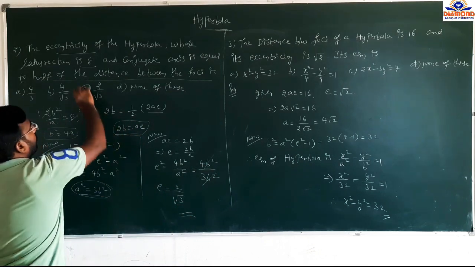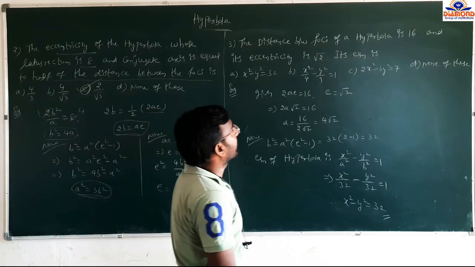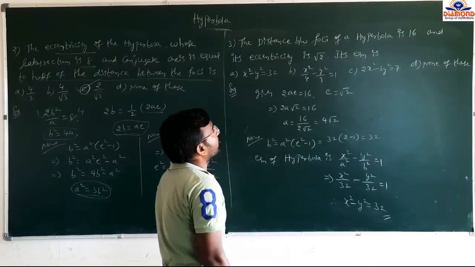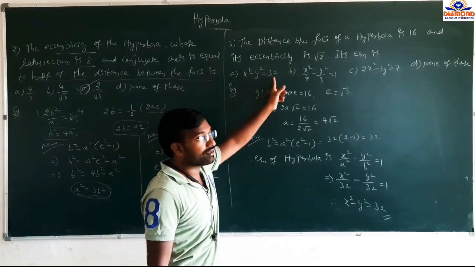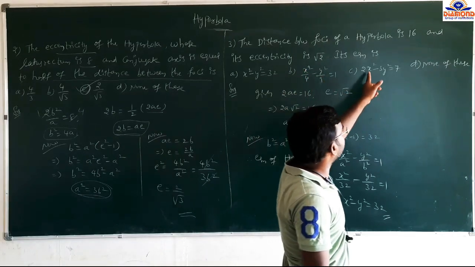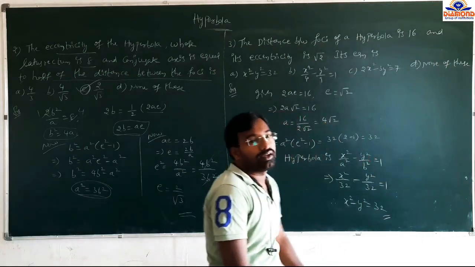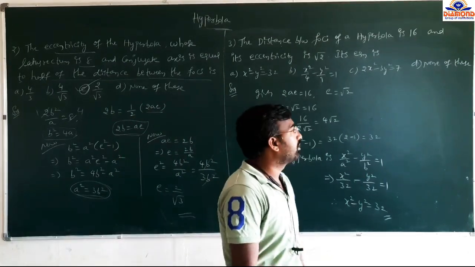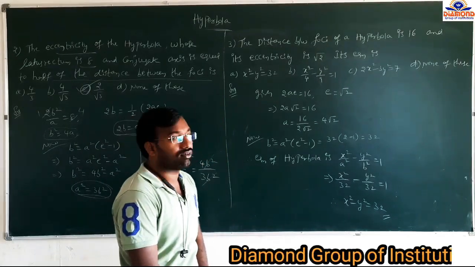So the option is C. Next problem. The distance between foci of a hyperbola is 16 and its eccentricity is root 2. Its equation is: option A x square minus y square equal to 32, option B x square by 4 minus y square by 9 equal to 1, option C 2x square minus 3y square equal to 7, option D none of these. Here observe the data: distance between foci 2AE equal to 16, and eccentricity E equal to root 2.